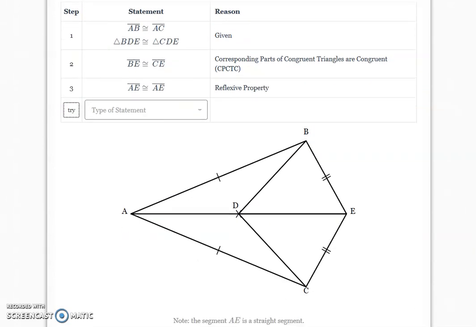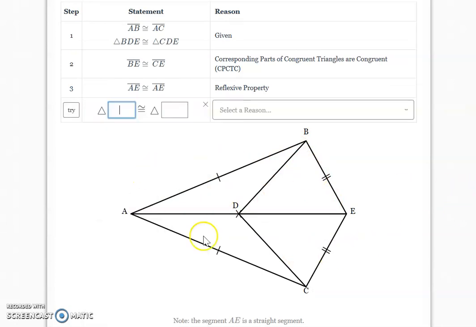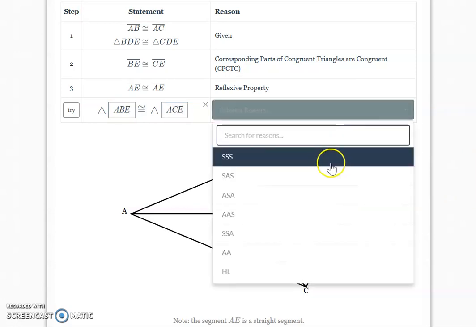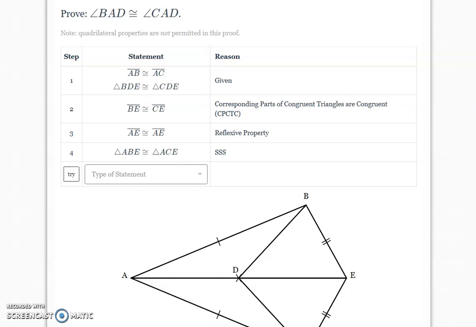So now I know that this big top triangle right here is congruent to the bottom. So I'm going to search for my triangles here. ABE, which is that top triangle, is congruent to ACE, and I know that because of side, side, side. So now I know that that top triangle is congruent to the bottom triangle. Well, if the top triangle is congruent to the bottom triangle, then I know that this little angle up here is congruent to that little one down there, which was what we were being asked to prove.